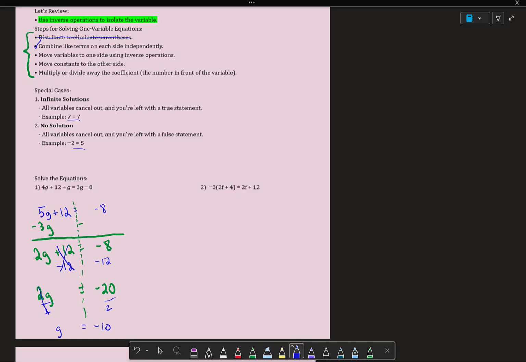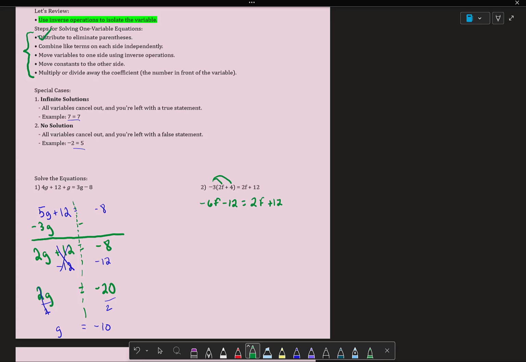Example number 2. So let's go through our steps. The first step, distribute to eliminate parentheses. We obviously have parentheses, so we're going to distribute the negative 3, and that gives us negative 6f minus 12 equals 2f plus 12. So that is the first step.